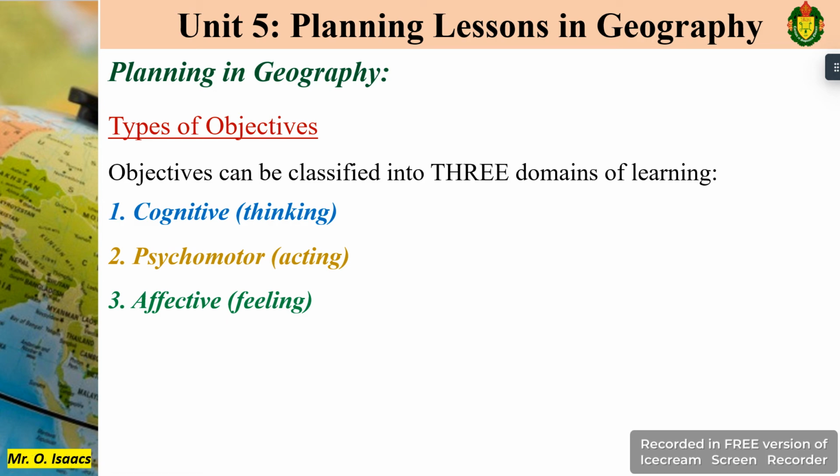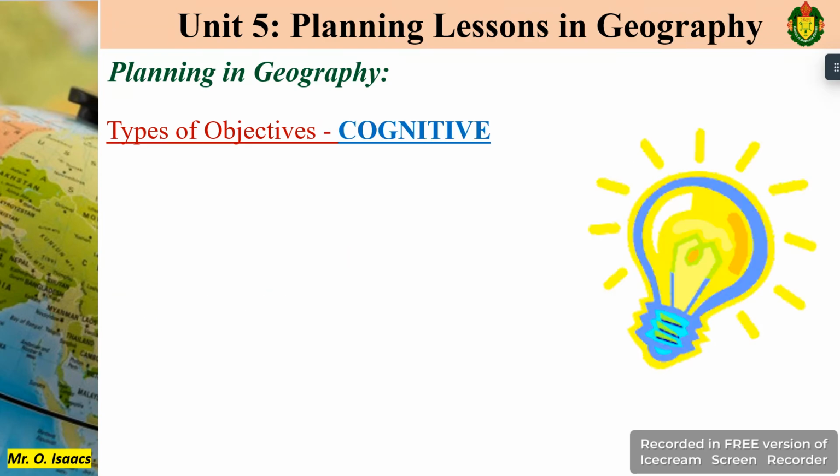Alright, so now we're going to be looking at lesson planning in geography. And of course, we're going to now jump to the types of objectives, which we will focus on the 3 domains of learning. So we have the first one, cognitive, which features thinking, psychomotor, which is all about physical activity, what they do, and affective in terms of how the students feel.